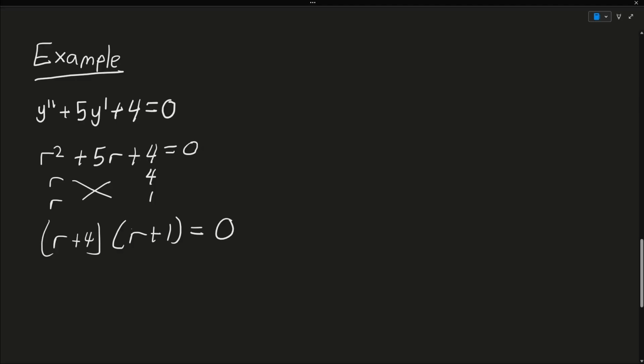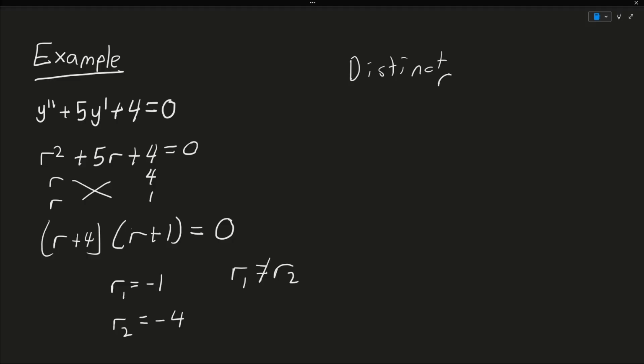And then these roots become really easy to see. The first root, r1, is -1, and the second root, r2, is -4. Now that we have distinct real roots, because r1 is not equal to r2, we should use the formula for distinct roots. That was c1 e to the r1t plus c2 e to the r2t. This is the solution of the differential equation.